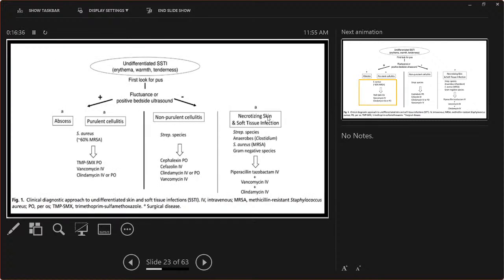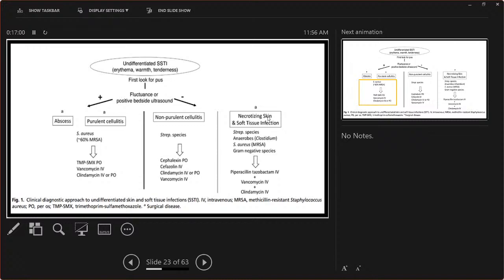This is the most important slide of my presentation. Starting from when we suspect a skin and soft tissue infection, that is, if there is erythema, warmth, and tenderness, we first look for pus. How do we look for pus? Either by clinical examination, finding a point of fluctuance, or by using point of care ultrasound.